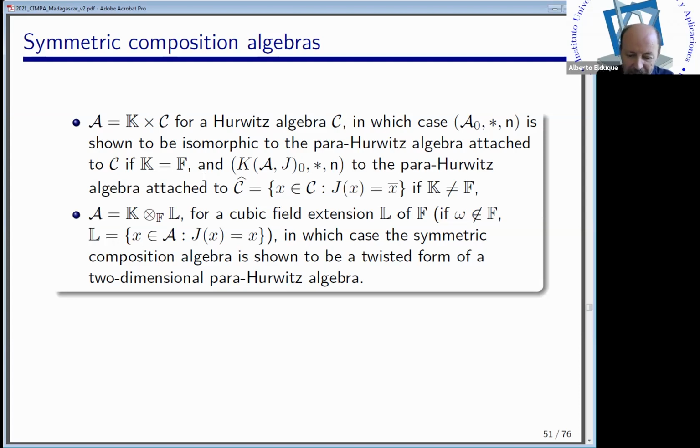So either we have a central simple associative algebra of degree 3, and then what we get are exactly the Okubo algebras, or we have a Cartesian product like this, and then we get a para-Hurwitz algebra, or what we get comes from a cubic field extension of L. In this case, using Okubo's formulas for the product and the norm, we get a two-dimensional symmetric composition algebra, which is not para-Hurwitz, but it becomes para-Hurwitz after a field extension.